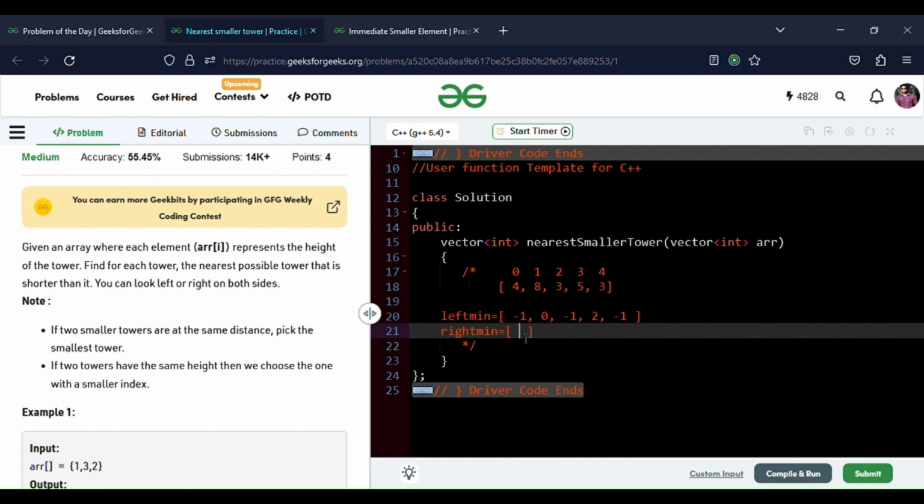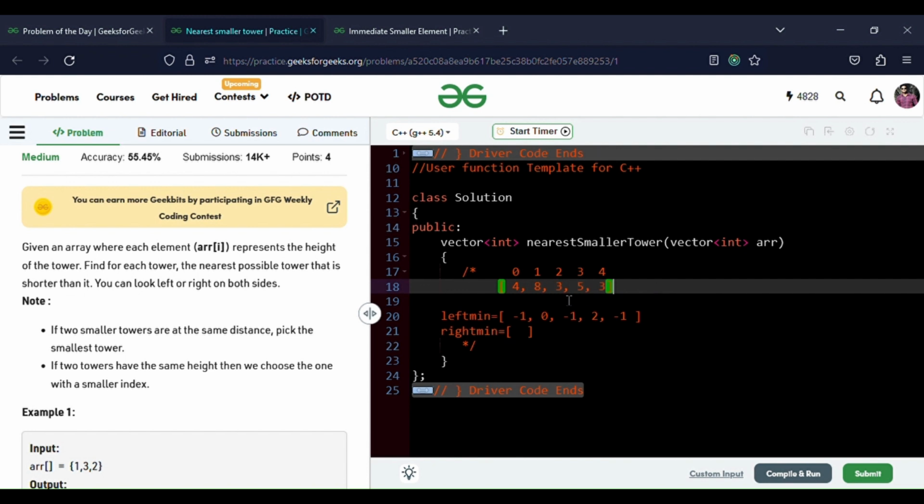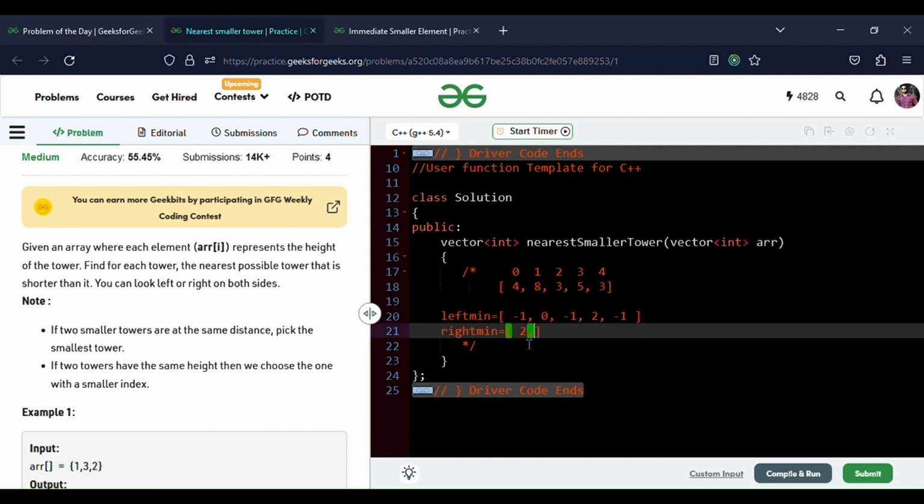So now for 4 there are two elements on its right side which are lesser than 4, 3 and 3. But for this 3 the distance is 2 minus 0, 2, and for this 3 the distance is 4 minus 0, 4. We have to pick the minimum distance, the nearest one. So we will pick this 3 and its index is 2.